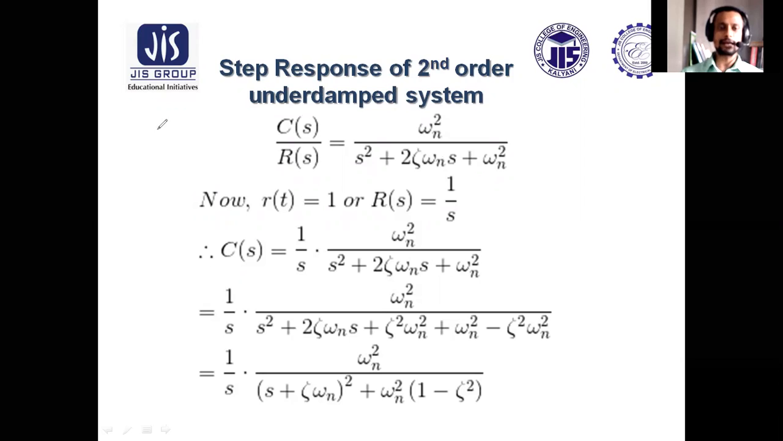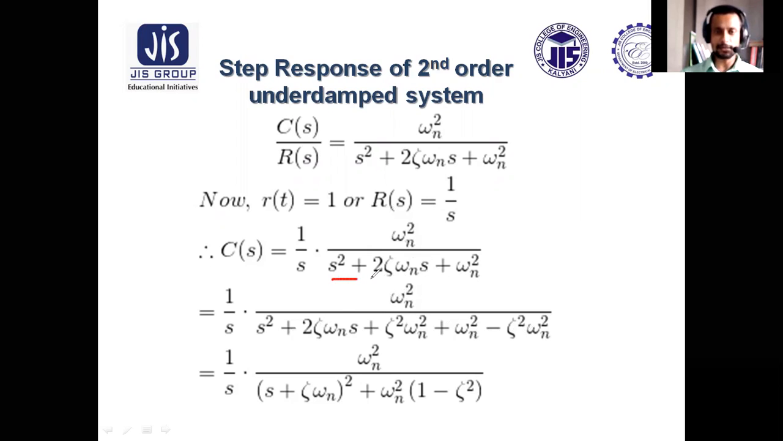We are going to get the expression for C(t), that is, the expression for output with respect to time. Now as the response is to be obtained for step input, R(t) equals 1, and consequently R(s) will be 1 by s. Now C(s) equals what? R(s) into this. So C(s) equals 1 by s into the entire transfer function, omega n square by this.